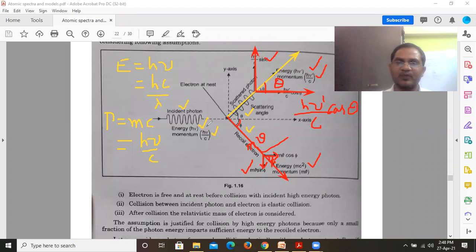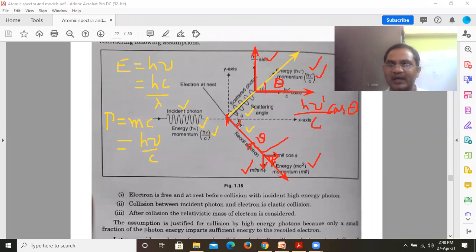Now, one more point. Initially, the free electron is at rest. The photon is moving with some momentum and colliding with the free electron. Then some energy is imparted to the free electron, and the electron moves in this direction. So that is also called recoiling.